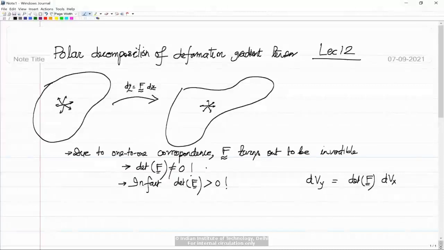If it is less than 0, then the local volume in the reference configuration is just vanishing in the deformed configuration. But that is not possible for any continuum mechanics deformation. Whenever a volume is deforming, the local volumes will change to something. It cannot vanish. It will remain positive, right? The deformed volume should also be positive. It can't be negative. Therefore, det F must be greater than 0. So that's the restriction on the deformation gradient in continuum mechanics.